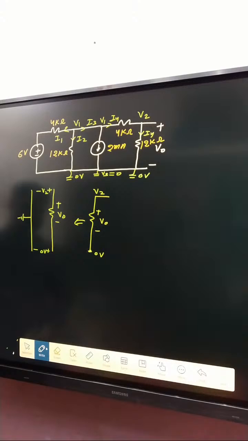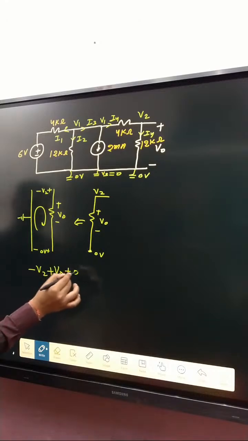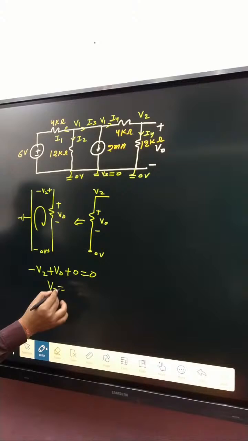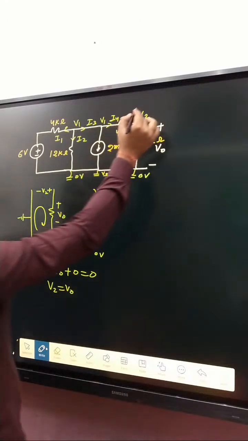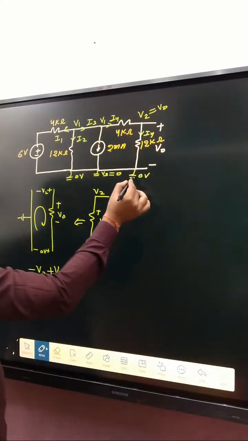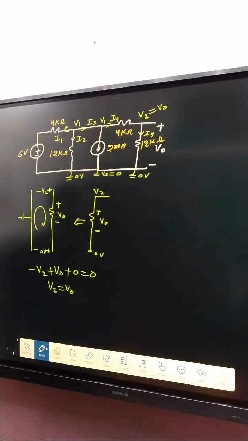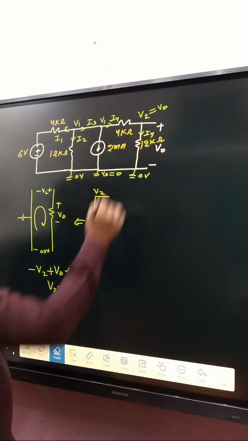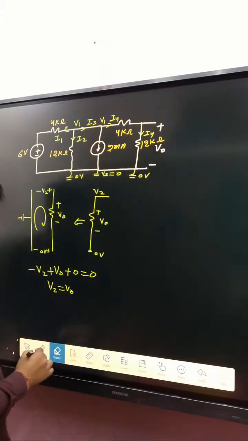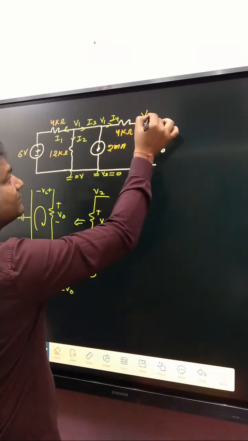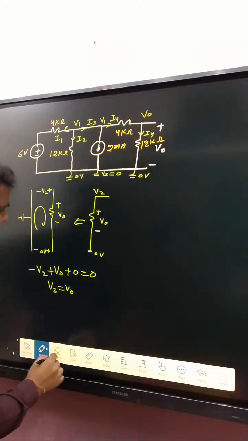Okay. Now, if you apply KVL in this loop, then we get minus V2 plus V0 plus 0 volt is equal to 0. So V2 is equal to V0. Basically that V2 is V0 if that one is 0 voltage. Clear? That one is 0 voltage, then that one is V0. So you can remove V2 and simply write V0. Okay.